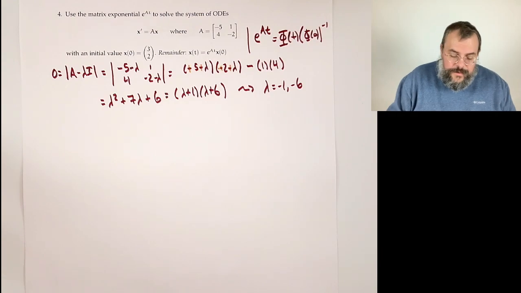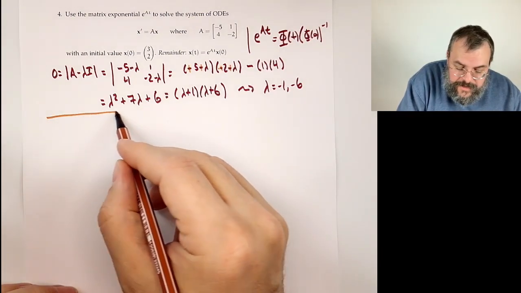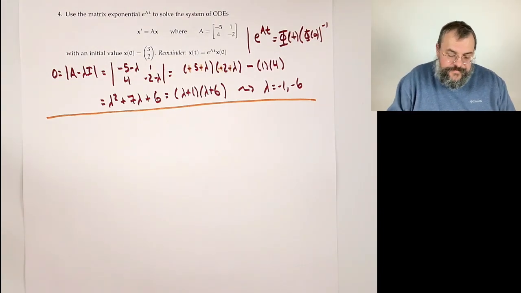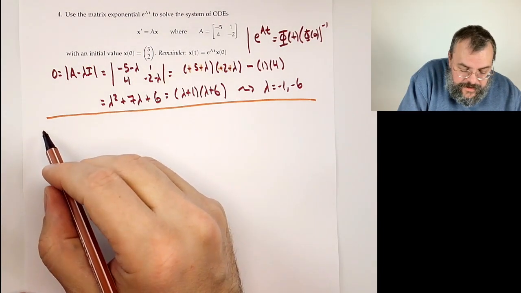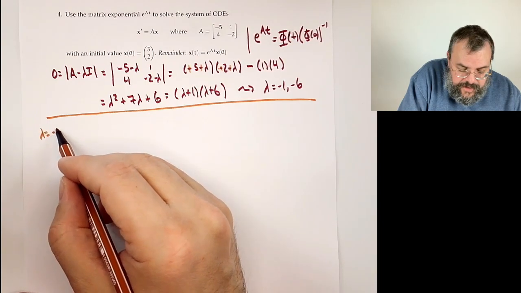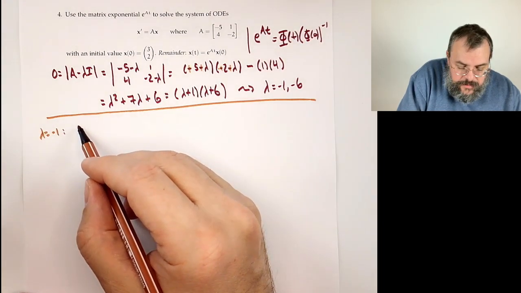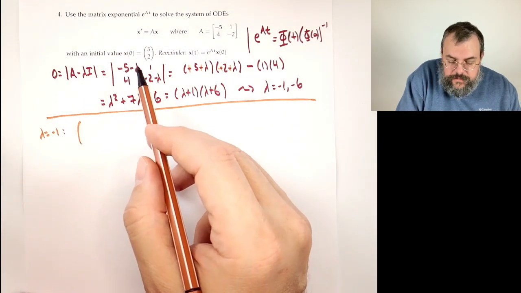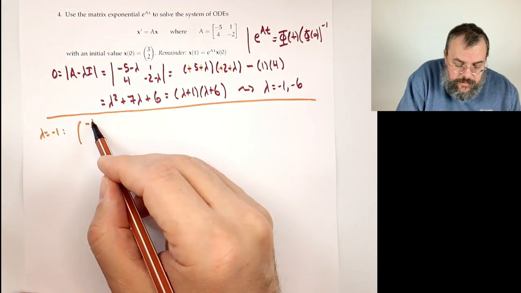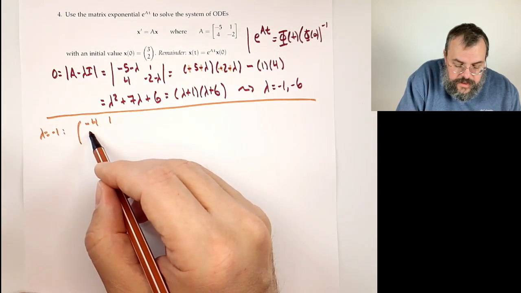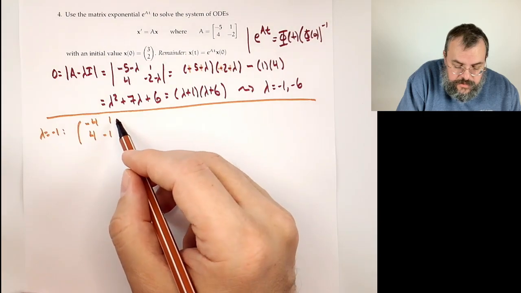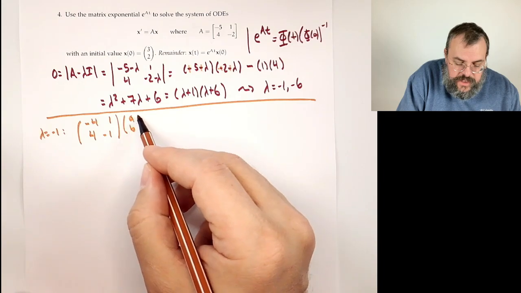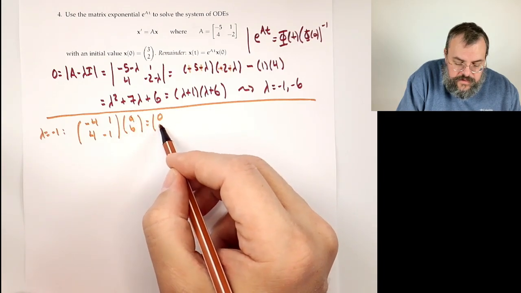And okay, so we've got our start here. So next up is we've got to tackle finding our eigenvectors. Okay, so let's do lambda equals -1. That says, what do we need? Well, -5 minus -1 is really -4, 1. And here it was 4 minus 1, times some vector a, b, equals 0, 0.